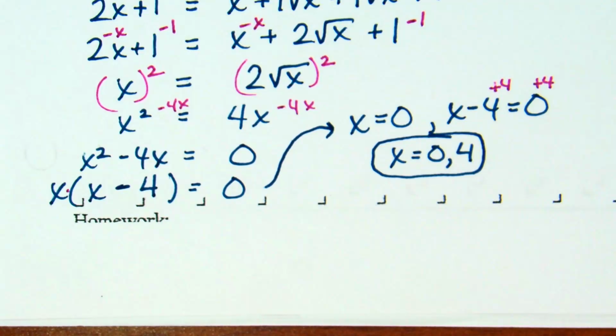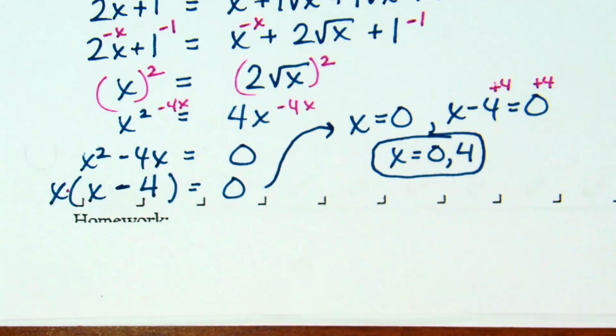So, 0. Oh, I like checking 0. That's easy. 2 times 0 plus 1 is going to be 1. Square root of 1? 1. Minus square root of 0 again. Square root of 0 is 0. So 1 minus 0 is 1. 0 works.